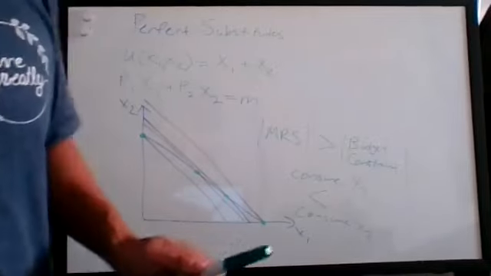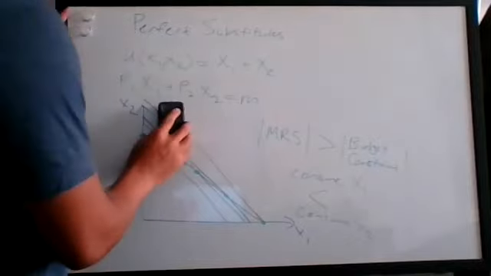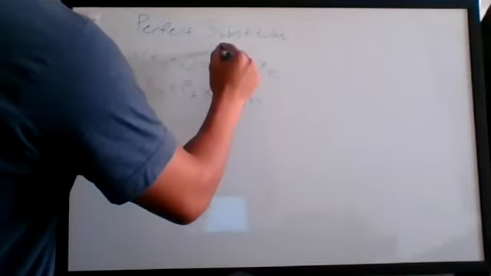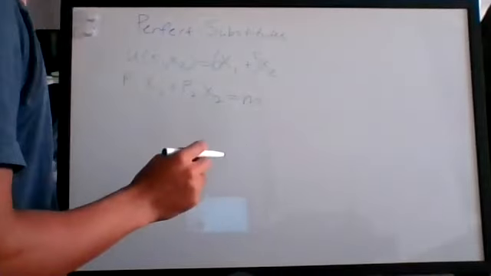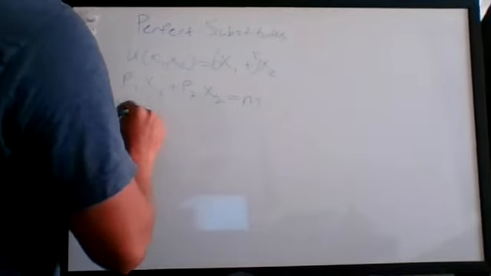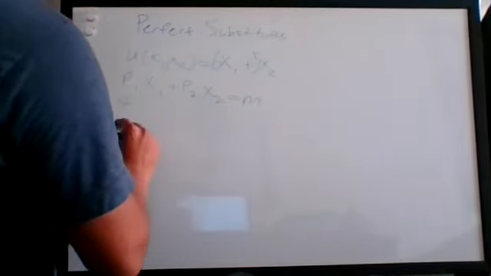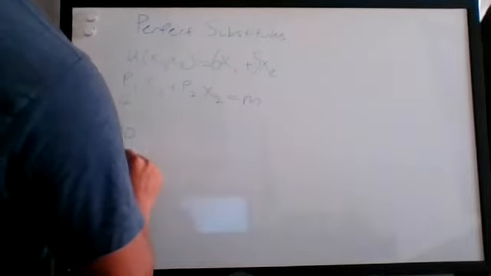Okay. Now, for this kind of question, let's provide some numbers. So let's erase this, and we're going to do a question that actually has numbers. So let's say that this is 6, and then this is 5, and we'll say that P1 is equal to 4, P2 is equal to 10, and M is equal to 50.